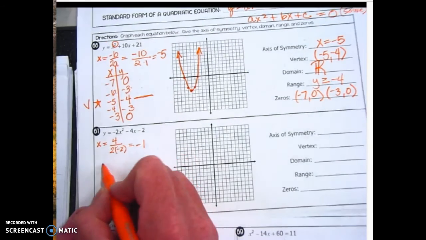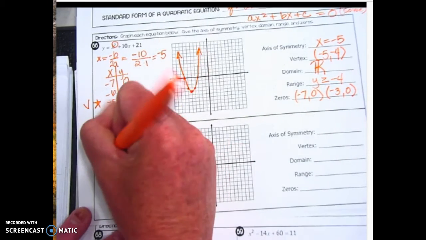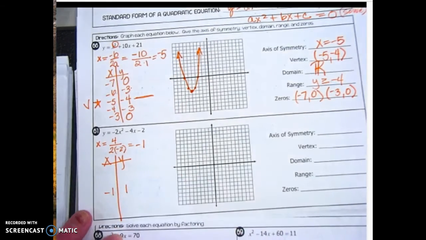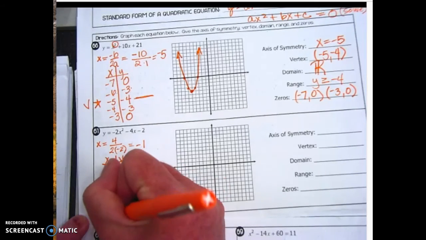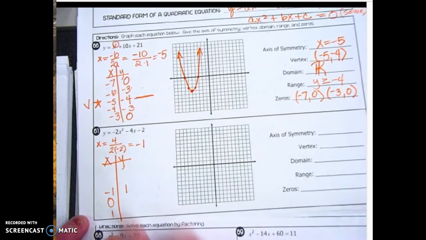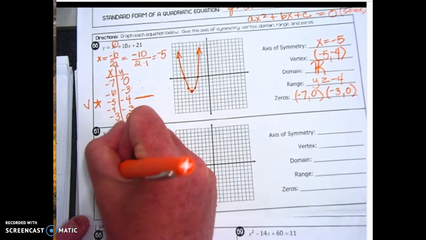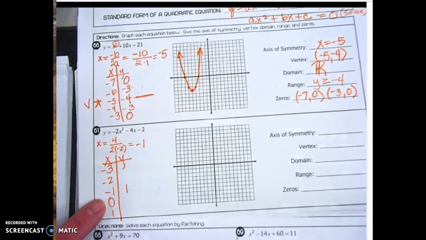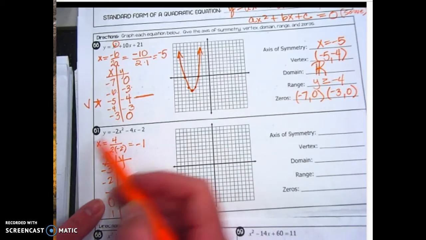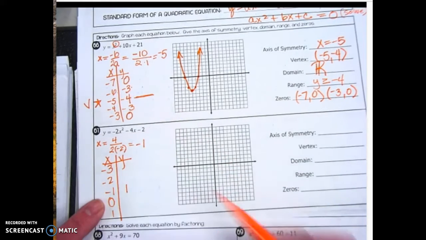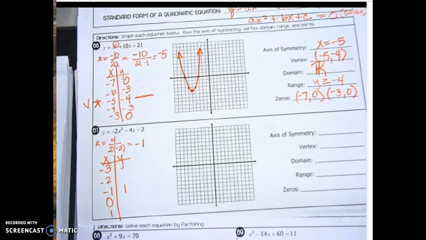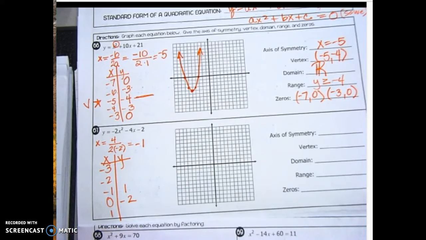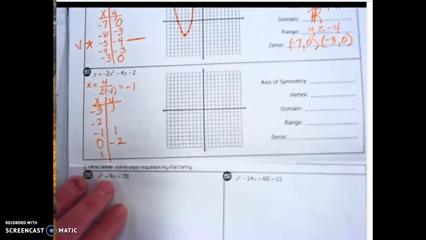All right, so let's draw our little t-chart. And about halfway down, we're going to put our -1. We're going to put 2 points to the right, which is 0 and +1. 2 points to the left, which is -2 and -3. Super easy to plug in 0, right? Because 0 squared is 0. Anything times 0 is 0. -4 times 0 is 0. 0 minus 0 is 0. 0 minus 2 is -2.